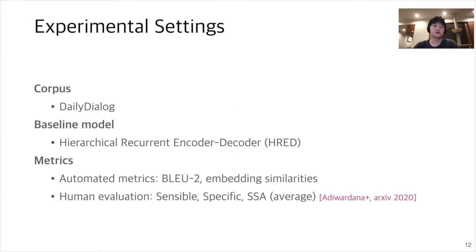To validate our proposal, we did experiments on the DailyDialog corpus. We used the hierarchical recurrent encoder-decoder, the HRED, as our baseline model. We did evaluations on both automated metrics and human evaluation. We used BLEU score and embedding similarities as our automated metrics. In our human evaluation experiments, we asked crowdsourcing workers to rate the responses regarding whether they make sense or not, and whether they are specific or not. We also reported the average score of these two metrics, which is SSA.